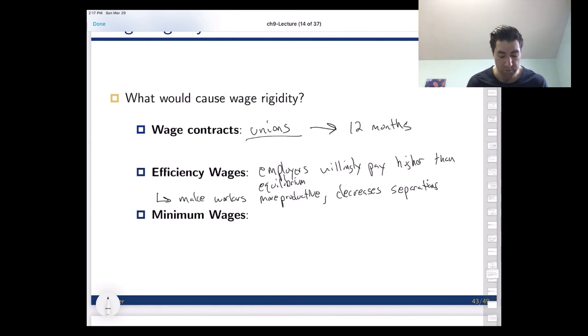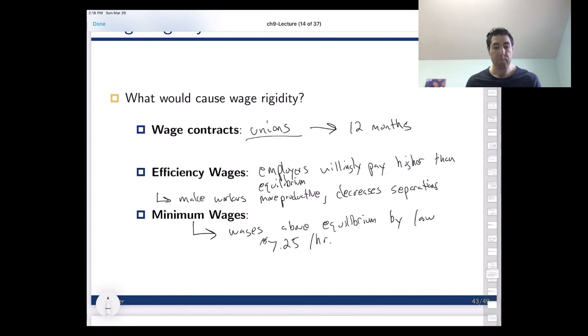And the last one, which we'll dive into more as we go through the course here, are minimum wages, which are wages above equilibrium by law. So the current federal minimum wage is $7.25 an hour. And when it's within a particular state, that could be higher than that federal minimum wage. And many states and cities, in fact, have wages that are higher than that. So these are the causes of wage rigidity.